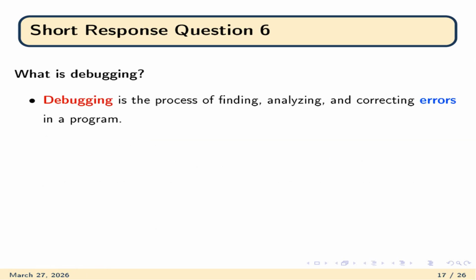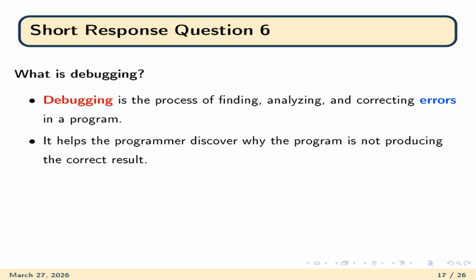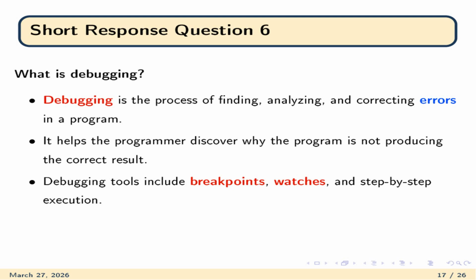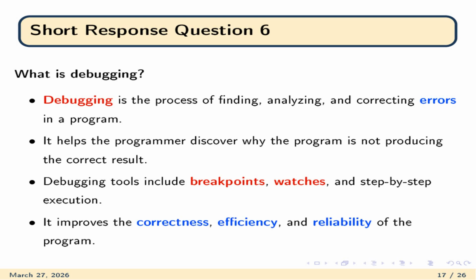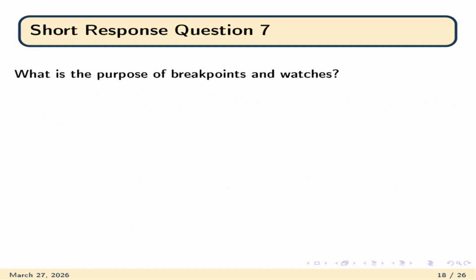What is debugging? Debugging is the process of finding, analyzing, and correcting errors in a program. It helps the programmers discover why the program is not producing the correct result. Debugging tools include breakpoints, watches, and step-by-step execution. It improves the correctness, efficiency, and reliability of the program.